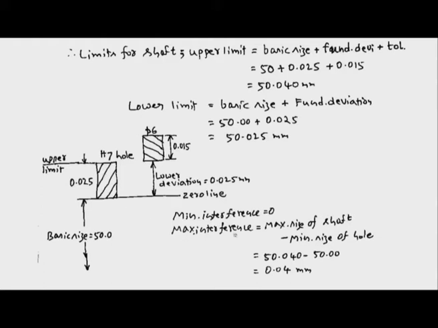Now what is the maximum interference? So that we get by, we have to deduct the minimum size of the hole from the maximum size of the shaft. That is, maximum size of the shaft is 50.040 minus minimum size of the hole is 50. So this difference gives 0.04 millimeter. So this is the amount of maximum interference we get.